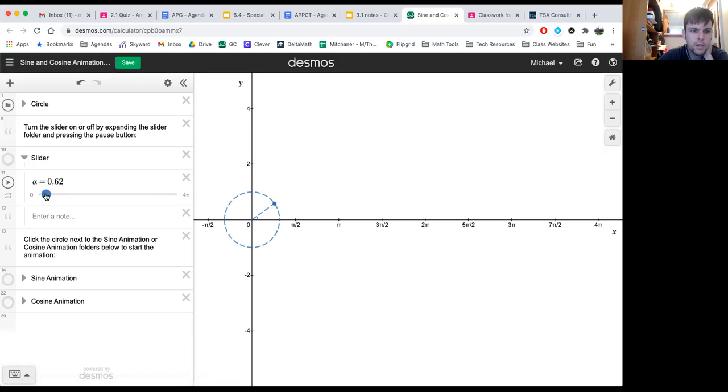and pause it. Okay, so let's look at the sine curve. We're going to be animating the sine curve. This circle that we have here is a unit circle. So this point is going to be rotating around the unit circle, and for sine, it's going to be capturing that y coordinate because that's the output, right?